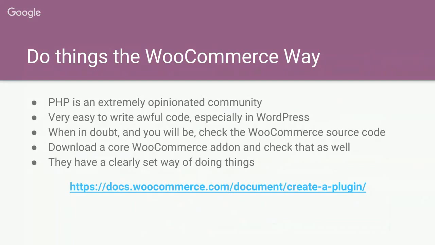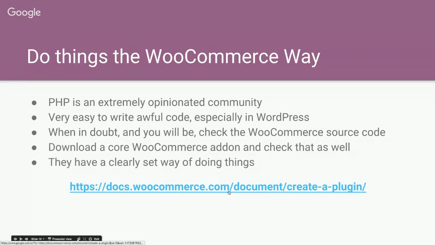So the best way to do it when in doubt, and you think, I can think of 10 ways to do this, is to look at the WooCommerce source code. See how they're doing it. It's not always right, but at least it'll be consistent, and you can learn from them. Download a core WooCommerce add-on, one of the popular ones, see how they do it as well. They have a clearly set way of doing things.